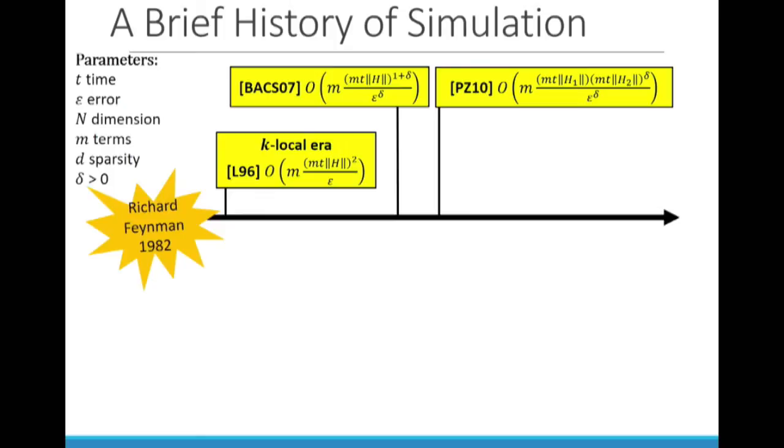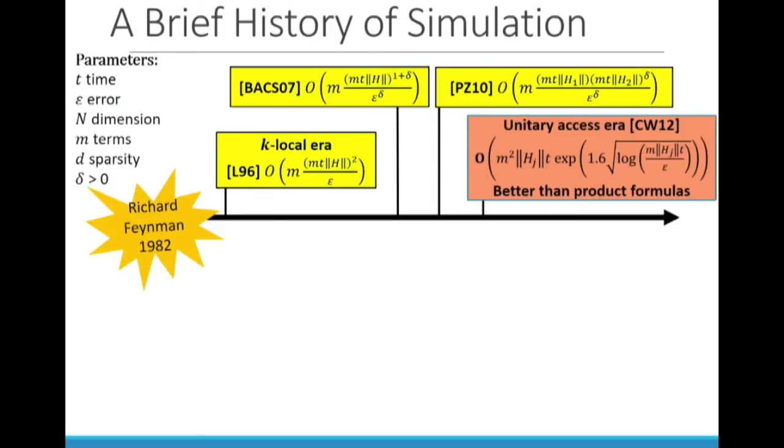And in the last result, in 2010, we see how additional structure about the Hamiltonian can be incorporated if you know more about it. Like say if some of the components have a larger norm than the others. So this was further improved by the unitary access model, which, while it doesn't quite use the same inputs, achieves much better scaling than product formulas. And so it's something that has been developed quite extensively in recent years.